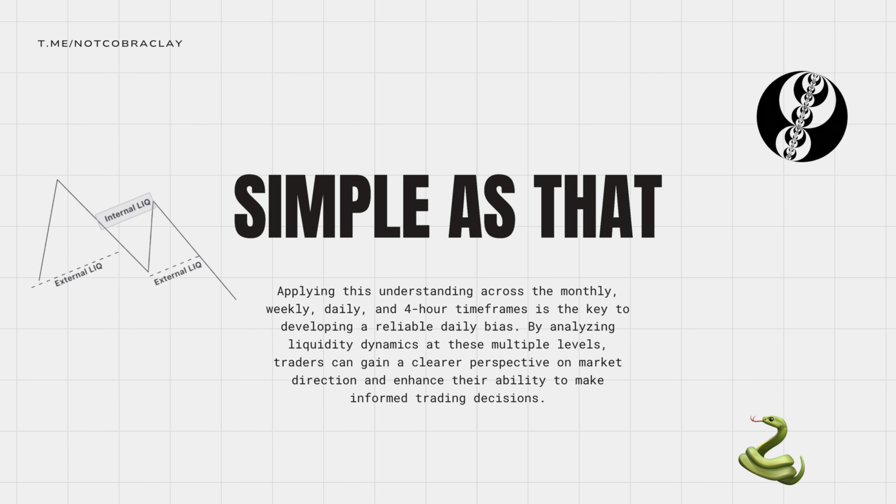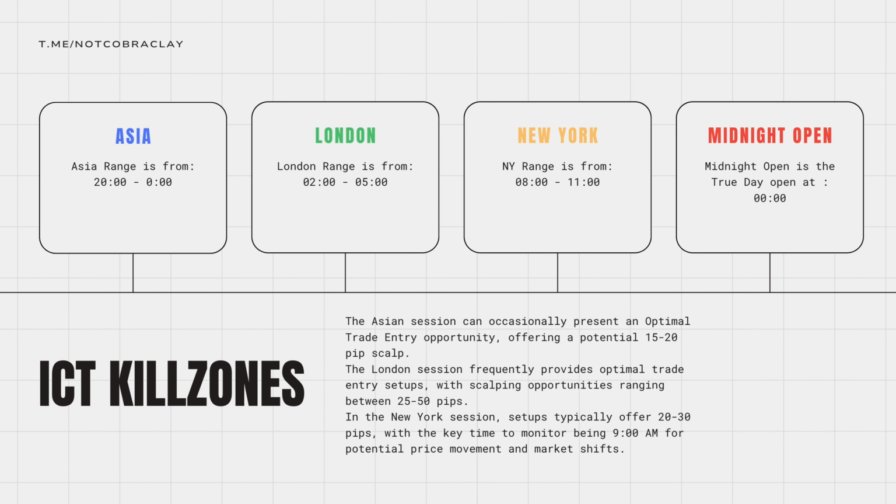Now we will hop over the ICT kill zones. Most of you have heard about them in my previous video, Mastering Candle Range Theory. We have Asia, London, New York, and Midnight Open. These are the 4 most important sessions that we are going to talk about. There are some macro timings, which I don't mention because it's too much and you don't need it. If you want to learn it, go study ICT.